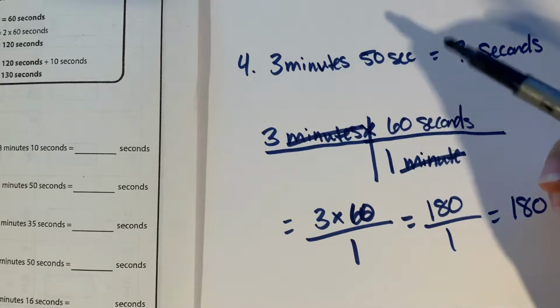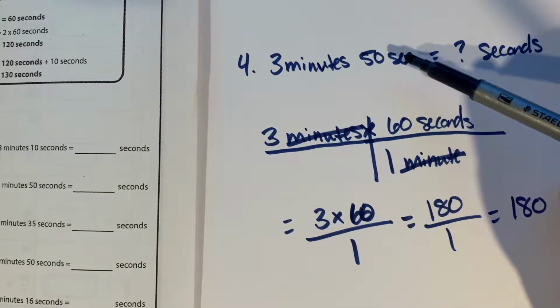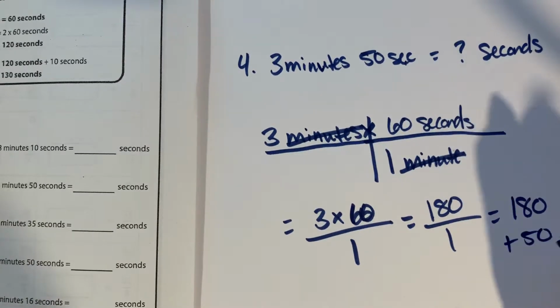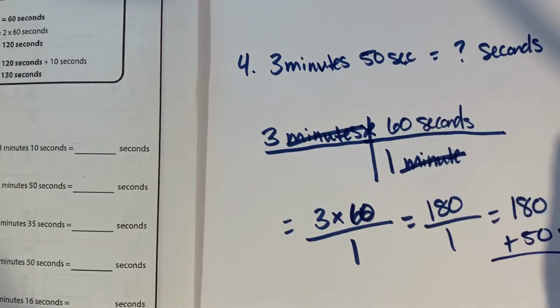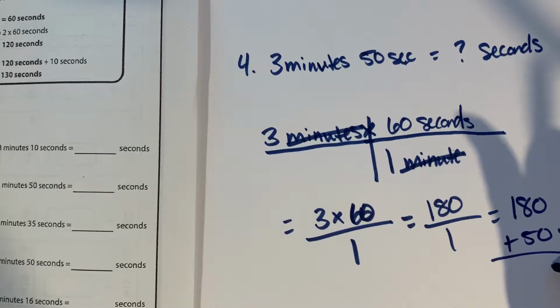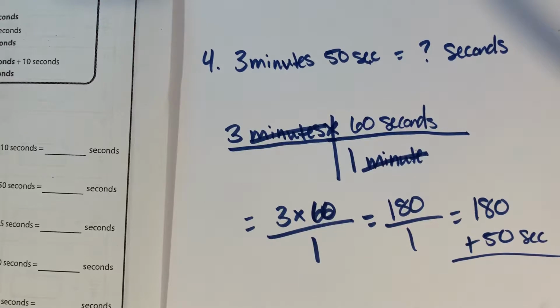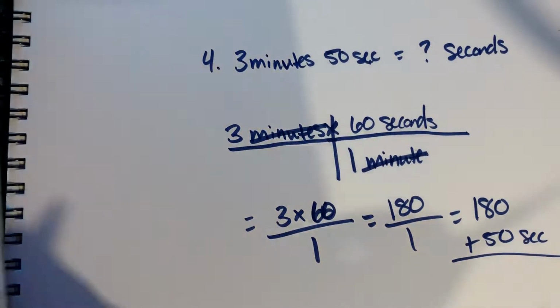And then you're going to add that because you have 50 seconds from before. You're just going to do the 180 plus 50 seconds. And that'll give you your overall seconds. Okay. Oops. Move that over.